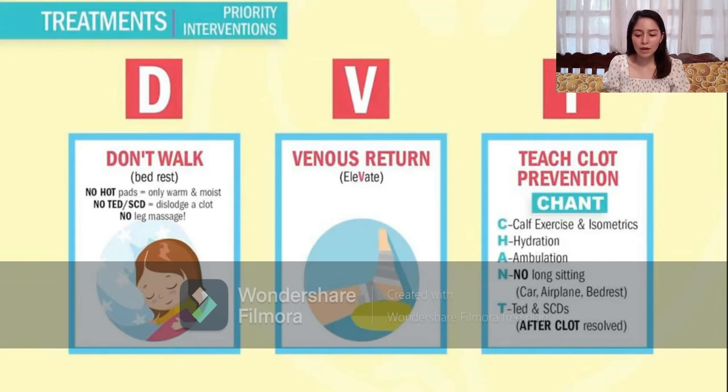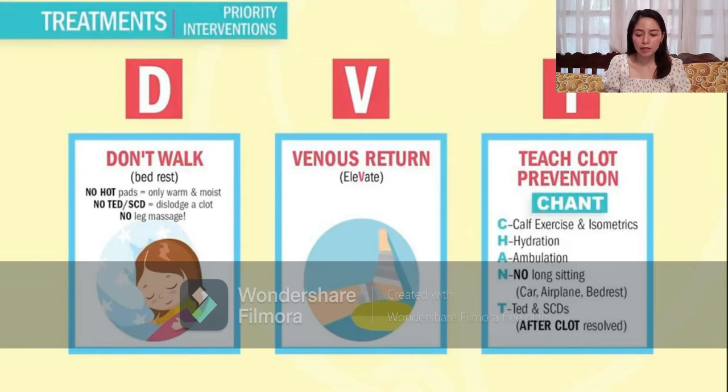Now after the clot is dissolved, we use T for teaching, which is teaching clot prevention. So remember the acronym CHANT, CHANT. C is for calf exercises to move that blood around and prevent the stasis. H is for hydration. Remember, drinking 8 glasses of water per day. Fluid helps make the blood less thick, making it easier for blood to move around the body.